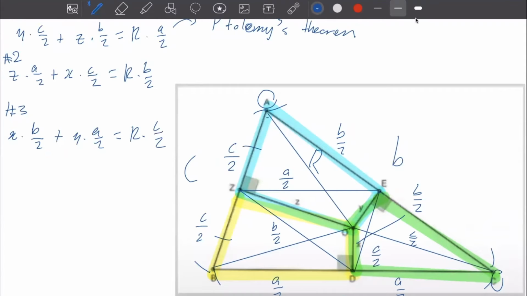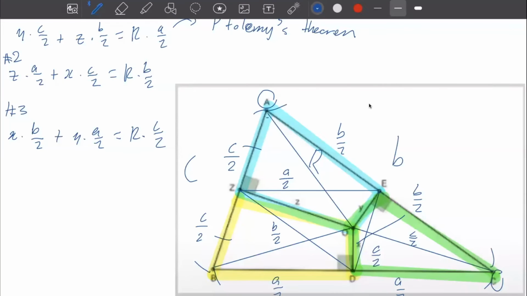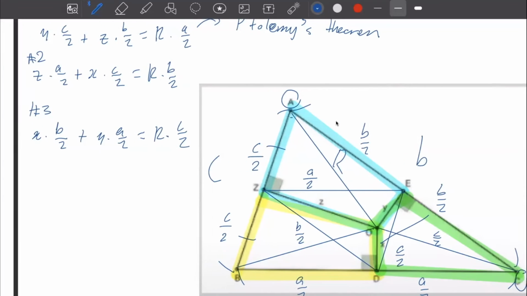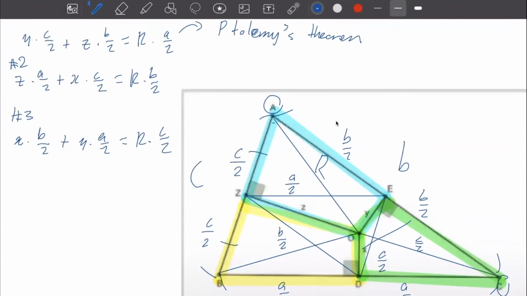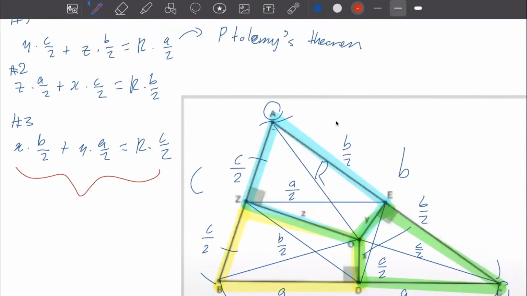Now that we know this, we can use another method. We're going to start factoring these. I'm going to do this by multiplying by 2, because everything has a 2 in the denominator. I need a different color.